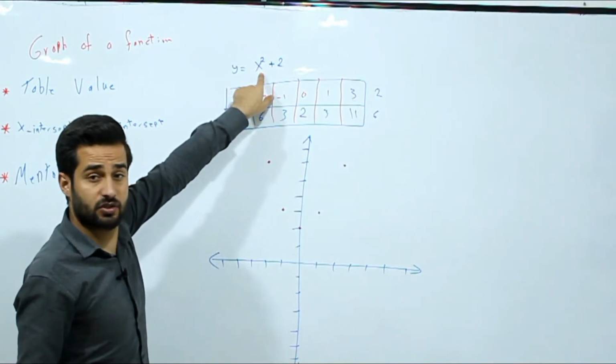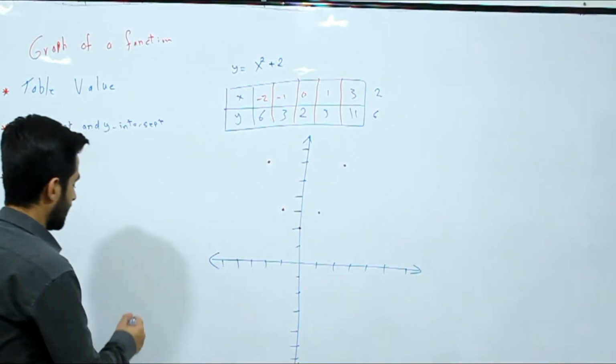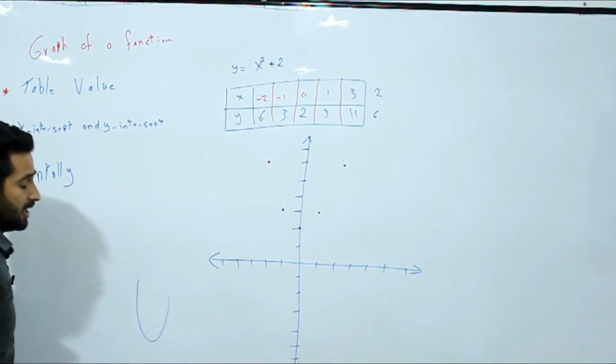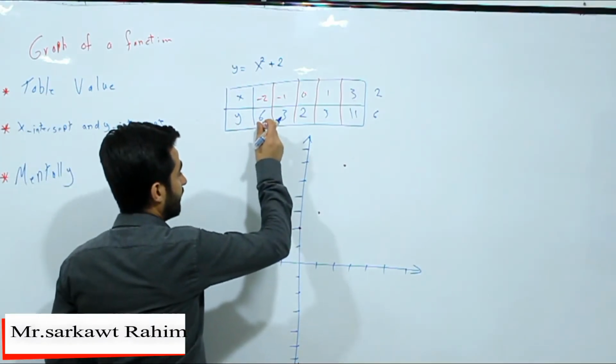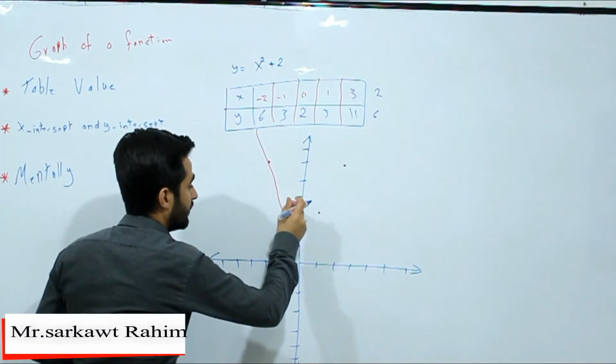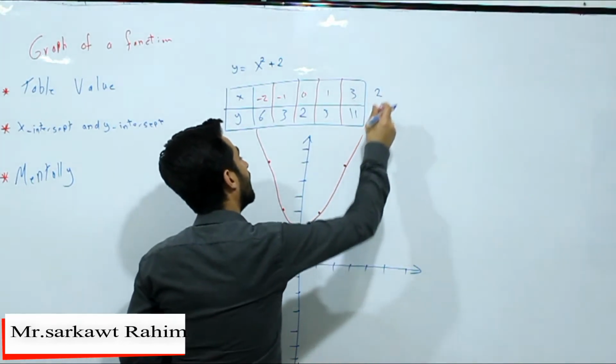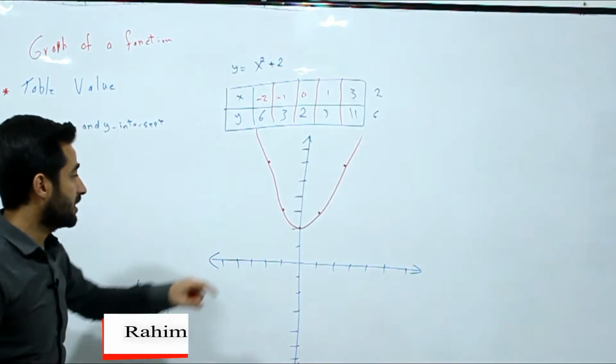Look, it is x squared. So x squared is a parabola. So a parabola is like this. Okay, it's a quadratic function. So we have a graph passing through those points, and it goes like this. So this is the graph.